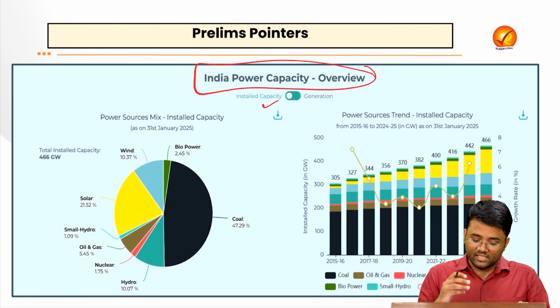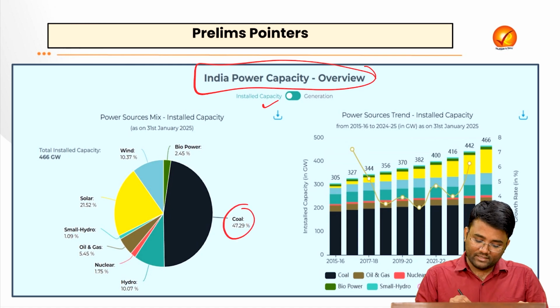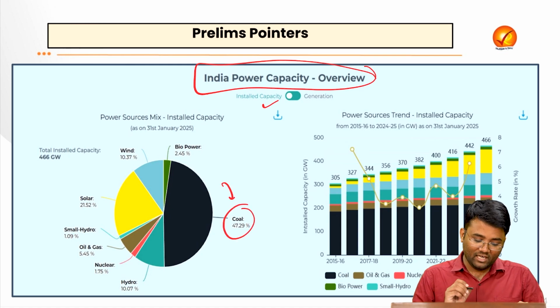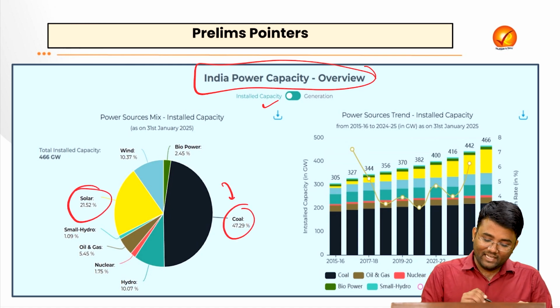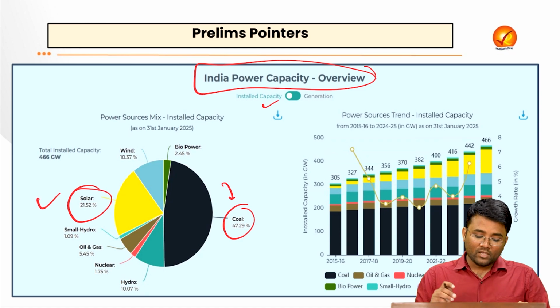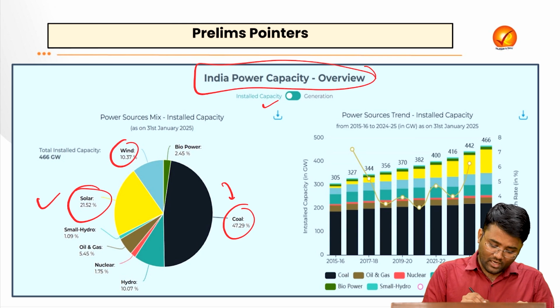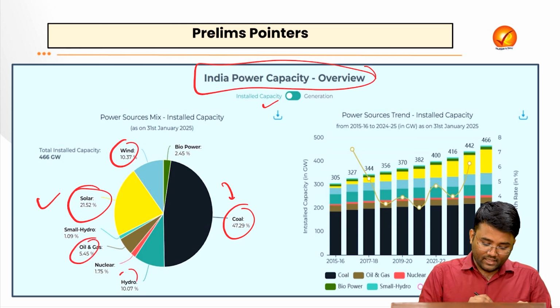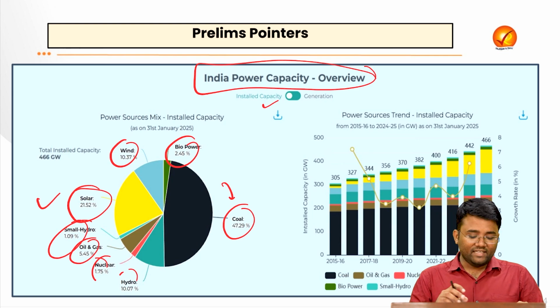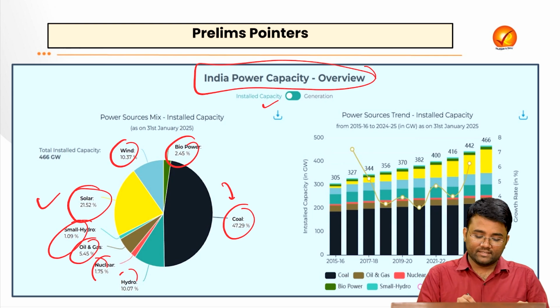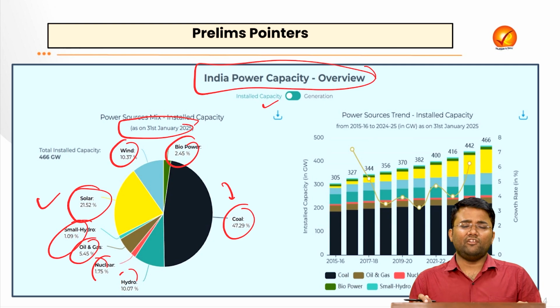Whereas if we talk about capacity, coal is contributing 47.29. Here solar is the second highest contributor with 21.52, and after that we have wind, hydro, then oil and gas, and then biopower, nuclear, and then small hydro. So again, the increasing and decreasing order of this can be asked in the examination, and this is updated till 31st January 2025. This I have taken from the Niti Aayog website.